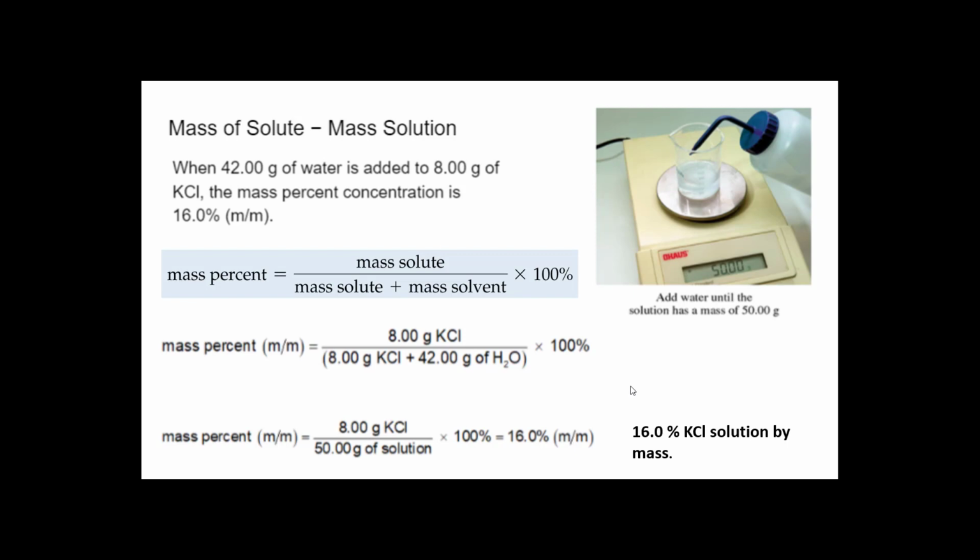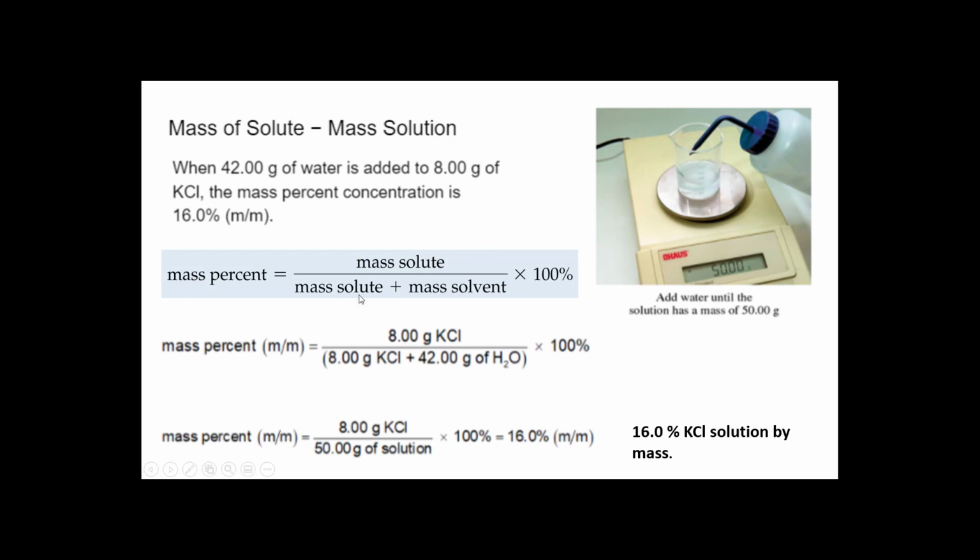But this is an easy question, and it helps you get into understanding mass percent. When 42 grams of water is added to 8 grams of potassium chloride, the mass percent concentration is 16%. So this would be by mass. It says M and M. So that tells me M over M is what I should say, this is all grams. So how did we get to the 16%? Well, we use the formula. 8 grams of KCl is on top, and you can't just take the 42. That's not enough. The 42 down here is actually going to give you the wrong percentage, which is not 16%.